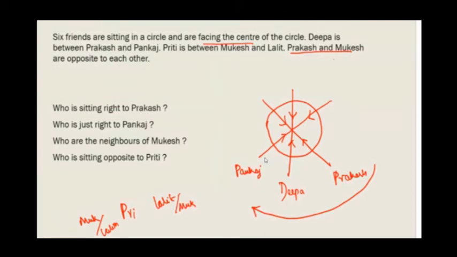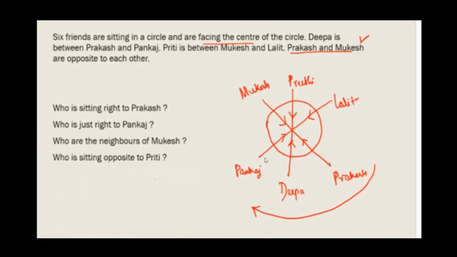Now Prakash and Mukesh are opposite to each other. I can take Prakash and Mukesh here. So if I take Mukesh here, Preeti is between Mukesh and Lalit. I cannot take Preeti here, so I can take Preeti here, and then I have Lalit. Okay, Preeti is between Mukesh and Lalit, that is fine. Prakash and Mukesh are opposite to each other. Deepa is between Prakash and Pankaj. This is also correct.